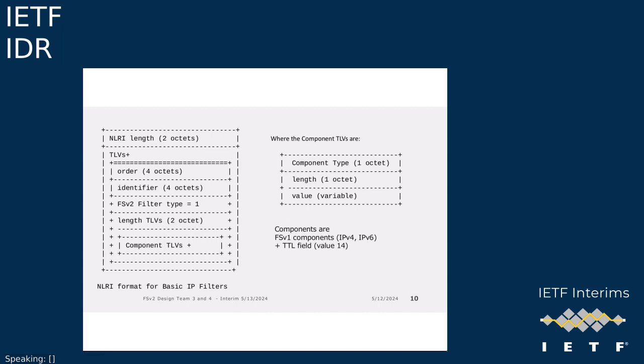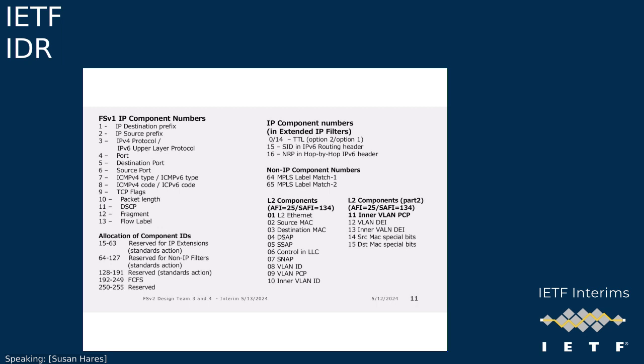Okay, if you look at the components for the basic, you would see that it has just component types for flow spec V1, and perhaps we'll add a TTL. There was, during our initial flow spec V2 work, a call for adding a TTL field. Now, once we get to component numbers, those component numbers are based on the type. So for the IP component numbers, we have the IP components that we currently have. With the extended filter, we followed that numbering and added TTL, SID, and SID in the IPv6 routing header and NRP. For non-IP, I've chosen to put 64 and 65, these component numbers could be starting with 0. In the L2 VPN, they have indeed started with 0.